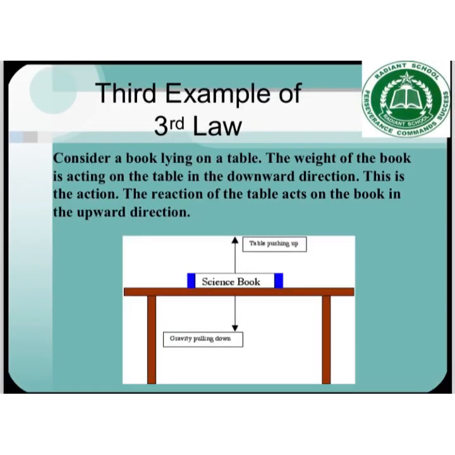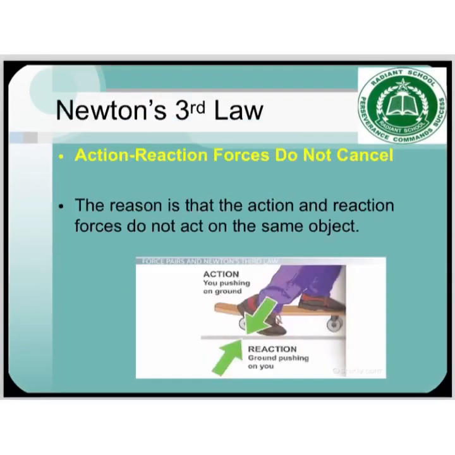Next example is a book lying on the table. In this example, students, the book is applying an action force on the table, and the table is providing a reaction force. The magnitude of both the forces is the same. For example, if the book is applying 5 Newton force on the table, the reaction force by the table is also 5 Newton, and the book is applying the force in the downward direction and the reaction of the table is in the upward direction. So, a book lying on the table is also an example of Newton's third law.